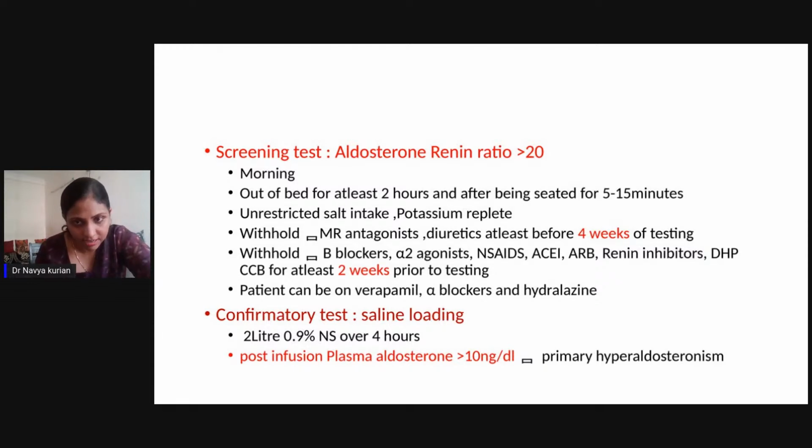And then samples are taken, and if the ratio is more than 20, the patient is suspected to have primary hyperaldosteronism. Then we will proceed for confirmatory testing, which is saline loading testing. In that, 2 liters of 0.9% NS will be infused over 4 hours, and post-infusion plasma aldosterone will be looked into. If that is unsuppressed, then it is confirmatory of primary hyperaldosteronism.